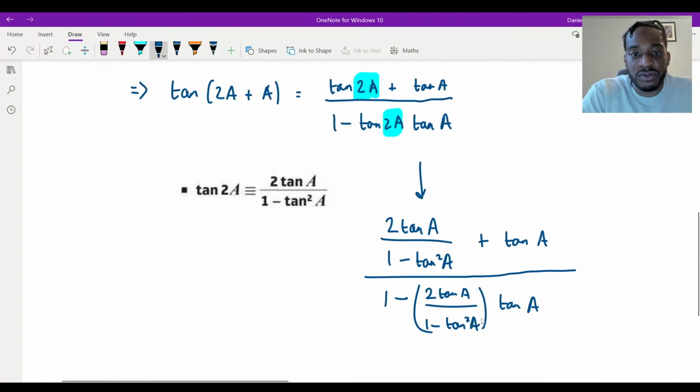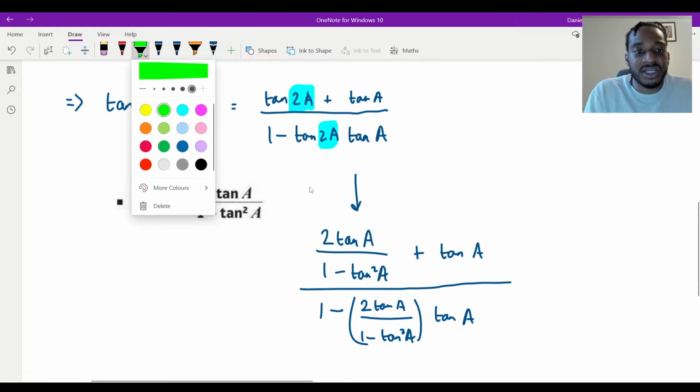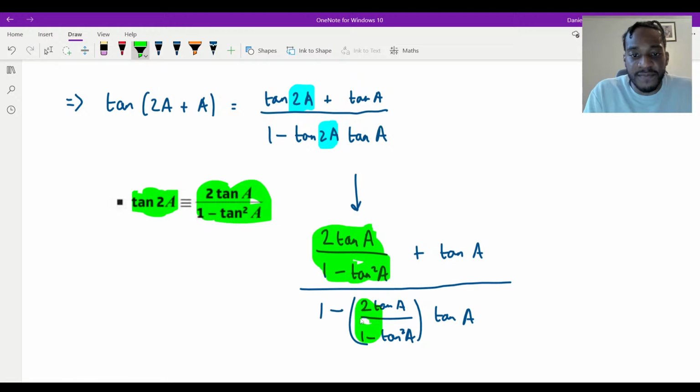So what I've got here now, I just need to tidy this up. I'm just going to highlight this in green. So this is tan 2A, which is that one. And that's gone there, isn't it? If I compare that to what I've got, we've got that there. And now we're just going to try and manipulate this.